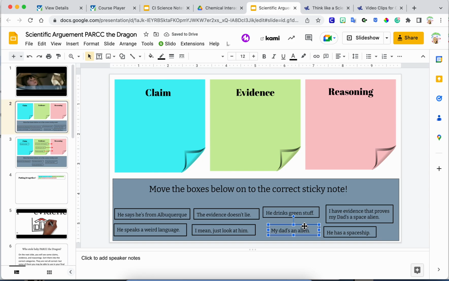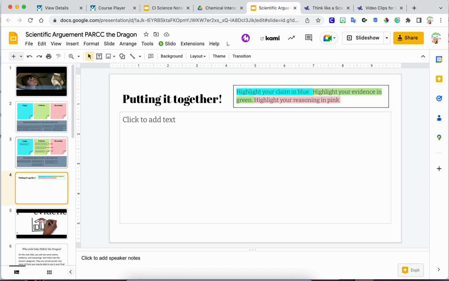You might even be able to find your old one, but this is just to get us back in the mindset of writing these scientific arguments. So you're going to use these boxes down here and sort whether it's a claim, evidence, or reasoning. Once you're done there, this is kind of a self-check. You can look and see if you got it right. And then you're going to write a quick scientific argument using claim, evidence, and reasoning from this first video.